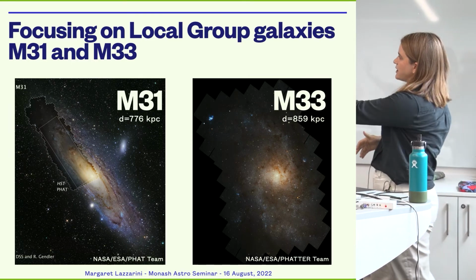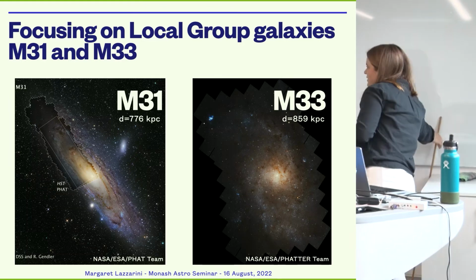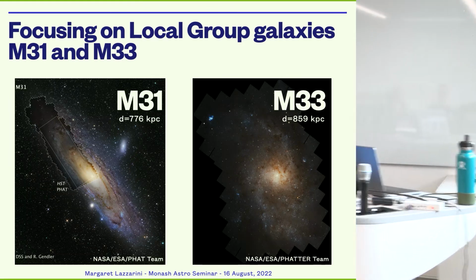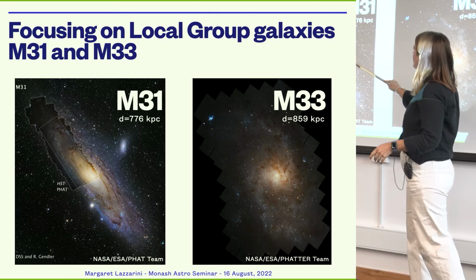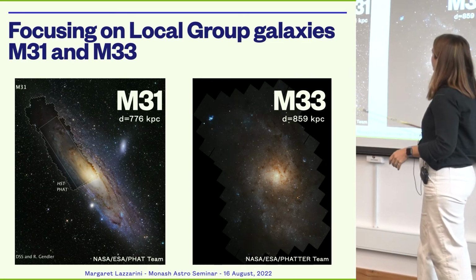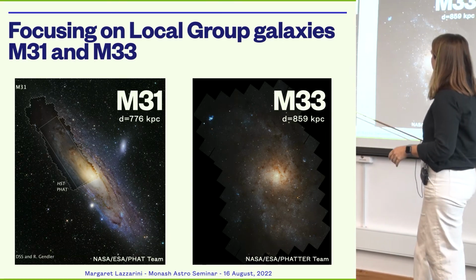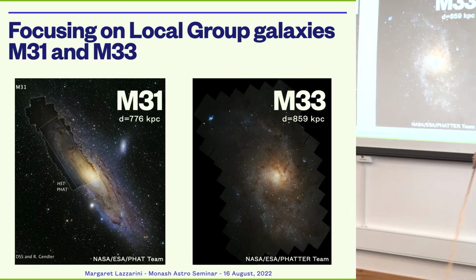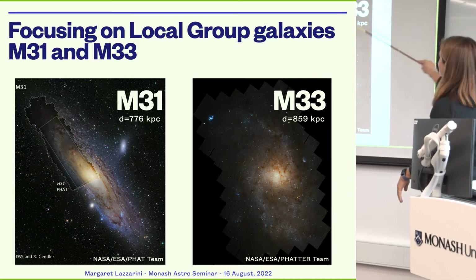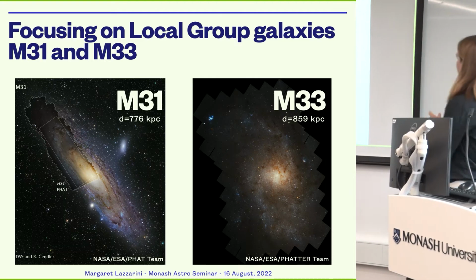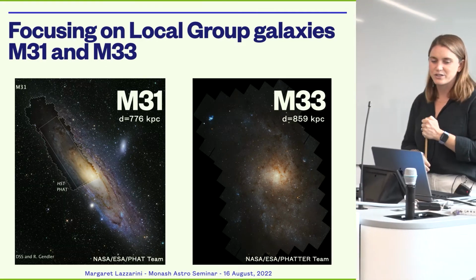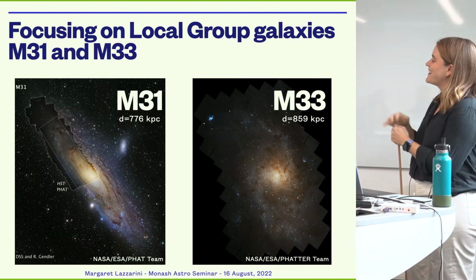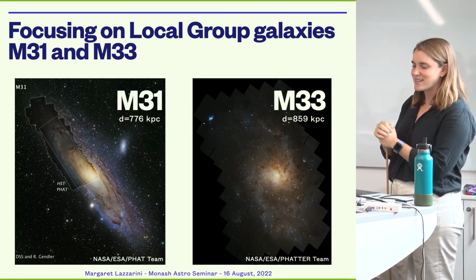On the left, you can see, I'll use this stick, the FAT survey mosaic that I showed before, overlaid on a bigger picture of M31. This is the region that I focus on in M31 in my work. And then on the right here is the analogous HST survey of M33, which is named FATTER. That's the mosaic from that data set as well.